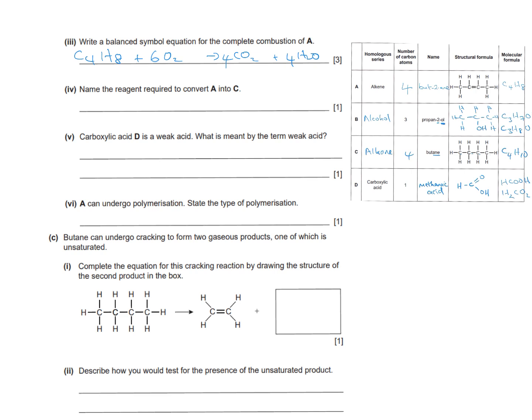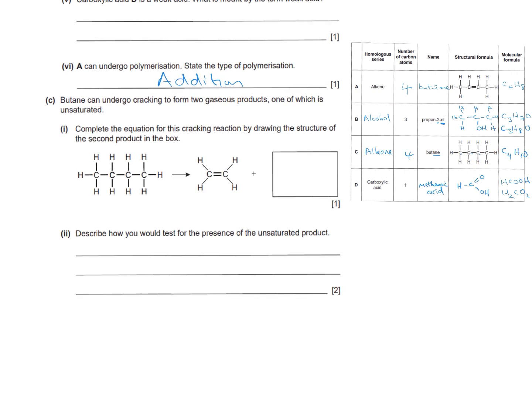Name the reagent required to convert A into C. That means we're going from an alkene to an alkane. Well, if you look at this, you can see that hydrogen has been added onto it, which is the answer. And that's how you turn alkenes into alkanes. Weak acid, we've done that before. That means that it partially ionizes in solution or partially ionizes in water. State the type of polymerization which A can undergo. Well, alkenes undergo addition polymerization.